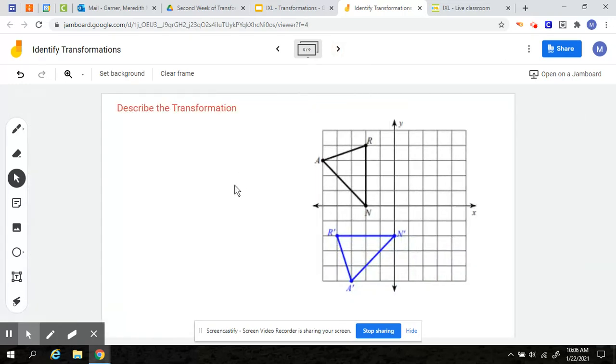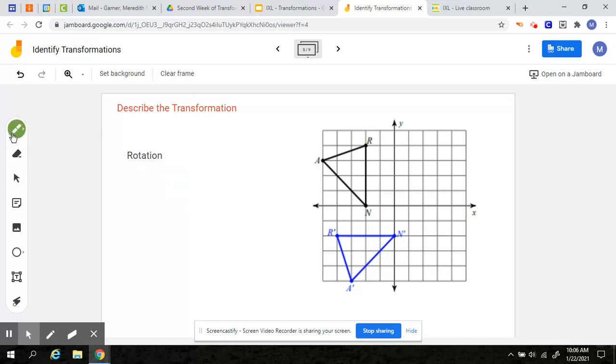In our next example, I notice that these two triangles are facing a different direction. The orientation has changed. The N is at the bottom for the black one, while N prime is now at the top for the blue. Anytime I see that this has changed, I think that this is a turn. So this is going to be a rotation.